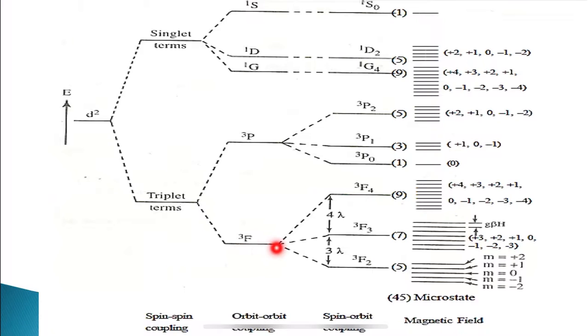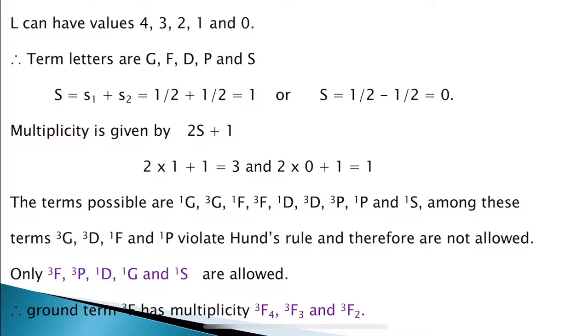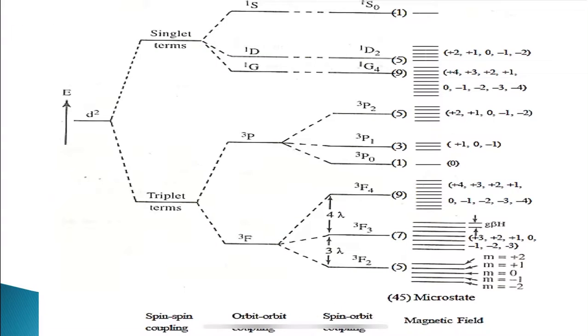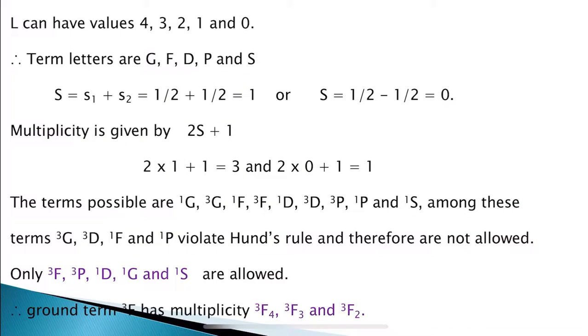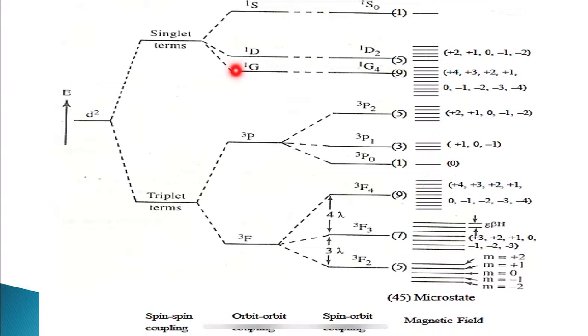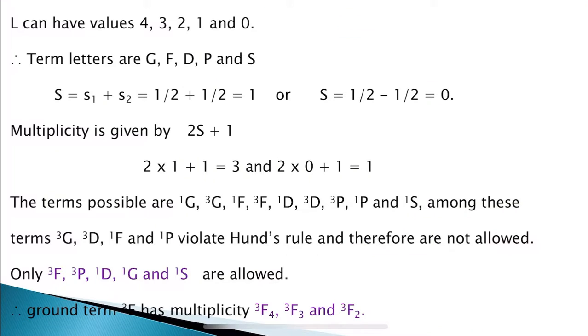Okay. So, here the possible term symbols, according to Hund's rule, what we have seen here. So, 3F and 3P are possible, and that is what is shown here. Next, 1D, 1G and 1S are possible. So, 1G, 1D and 1S are possible. This is in singlet terms. Okay. So, these are the possible terms.